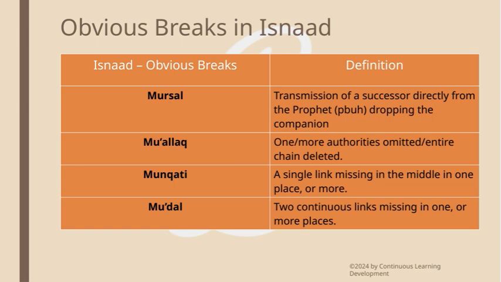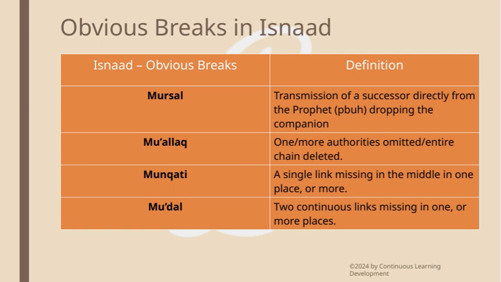Next is the mu'allaq. This is when one or more authorities are omitted, or the entire chain is deleted at the beginning. Imagine starting a story halfway through, you miss the context and the full connection. Then there's the munqati'. This occurs when a single link in the chain is missing somewhere along the way. It could be in the middle or at any point, breaking the continuous link of transmission.